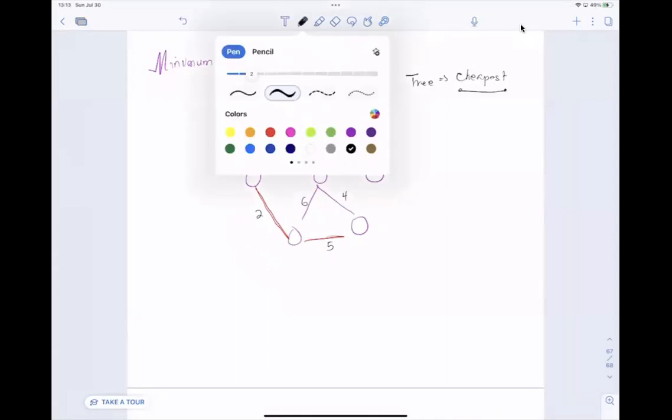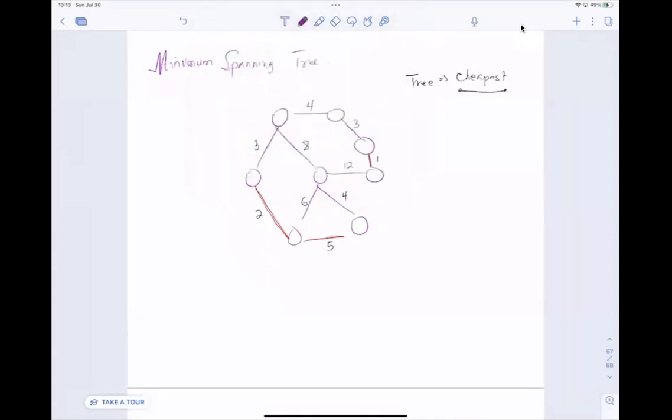And then we've already gone through the definition of a tree. One, we said that a tree must be connected, right?